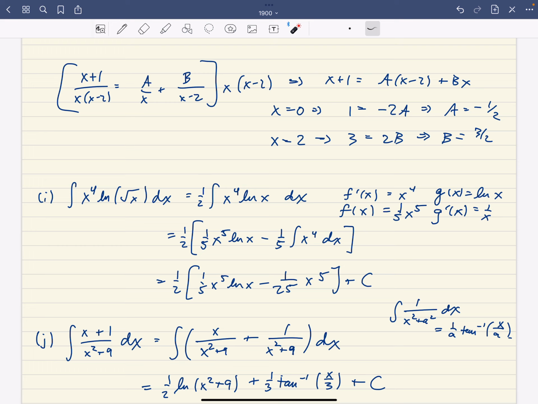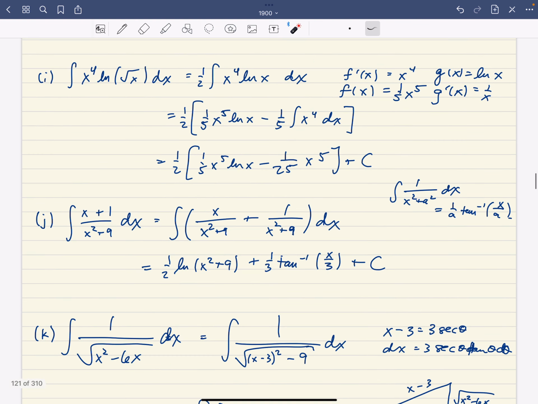We're going to let g be natural log of x. So this is the thing that we want to differentiate, and that makes the other part what we want to integrate. Even though the power of x is getting bigger, we change the natural log to a power of x, which makes things nicer. And then when we plug in, this is what we get. So we get 1/10 x to the 5th natural log of x minus 1/50th x to the 5th plus c.